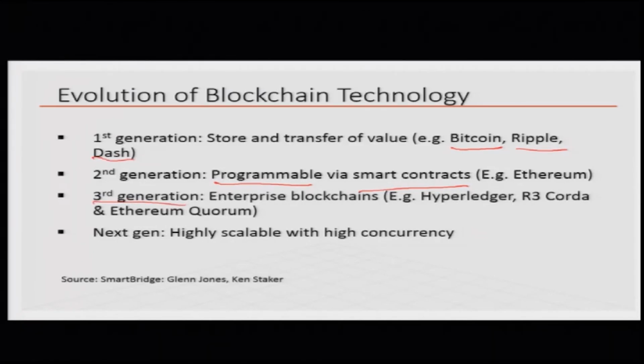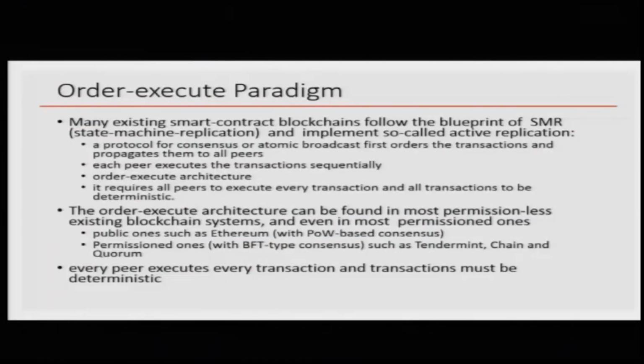What we are now seeing is what we call third generation blockchain, or enterprise blockchain. One of the early forerunners of the enterprise blockchain is Hyperledger, and then we will also see Coda very soon. And then soon there will be other blockchains which are highly scalable with high concurrency. But let us focus now on Hyperledger. Before we focus on the design choices of Hyperledger, let us understand this notion of order execute paradigm.